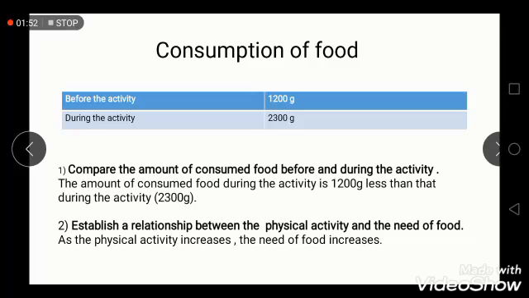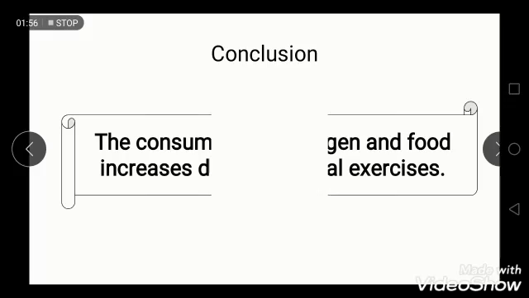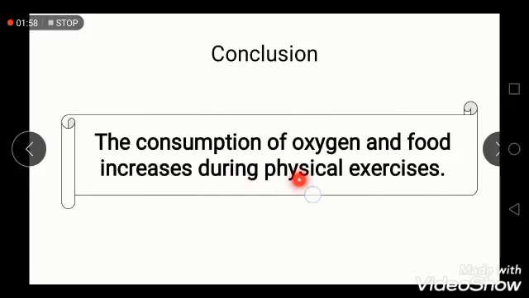Okay, so as a conclusion from these two activities, I can conclude that during physical activity or during physical exercises, we consume more oxygen and more food. So in order to make any activity, I need more food and more oxygen.